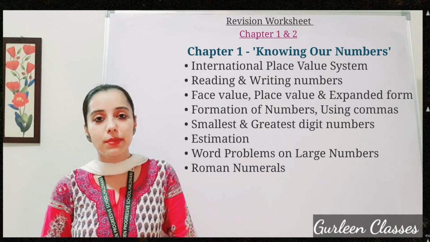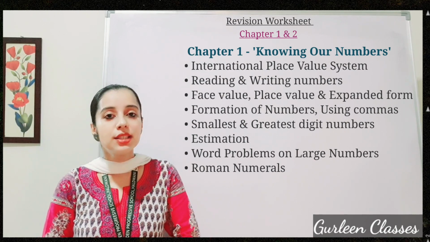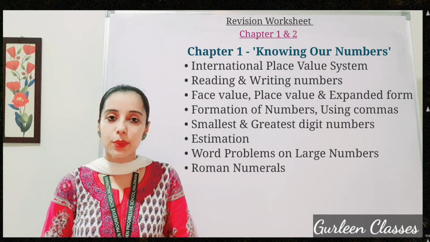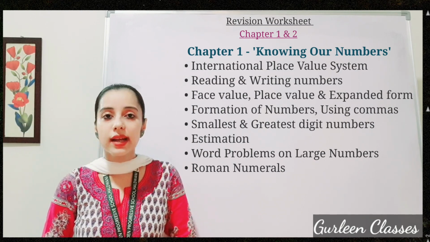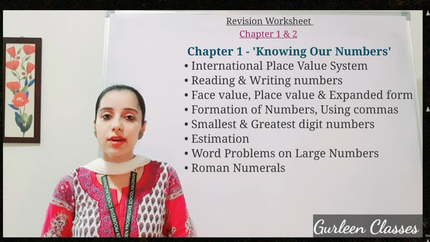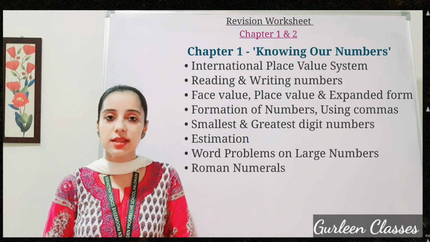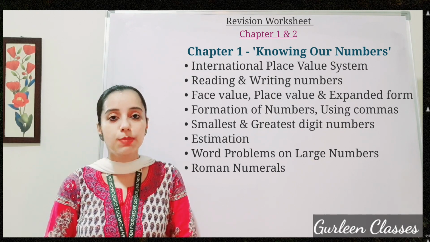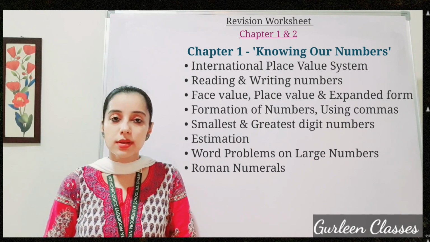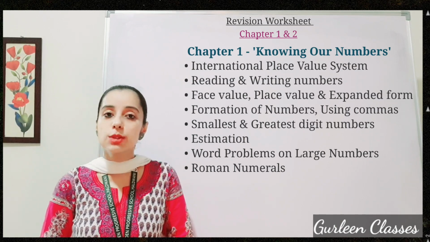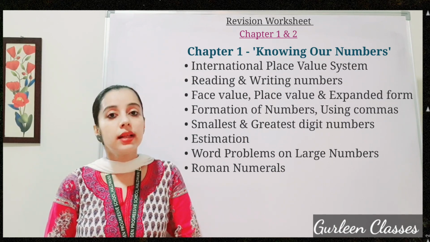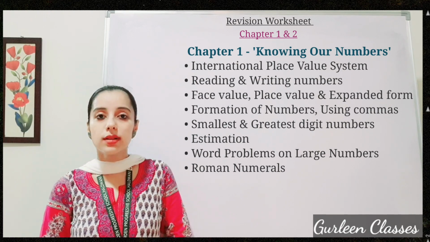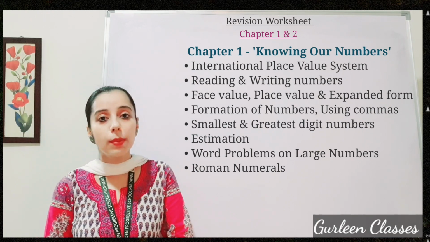Chapter number 1 to chapter number 3 from a Maths NCERT book. Today we are going to start with revision questions from chapter number 1 and chapter number 2. Chapter number 1 is knowing our numbers. In this chapter we have learned about international place value system, reading and writing numbers, face value, place value, expanded form, formation of numbers, using commas, then smallest and greatest digit numbers, then estimation, word problems on large numbers and Roman numerals. In this chapter we have studied so many topics.